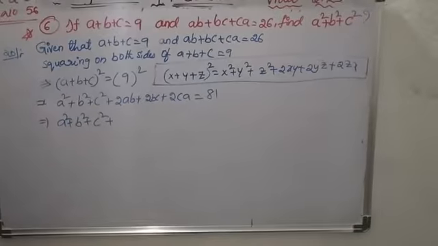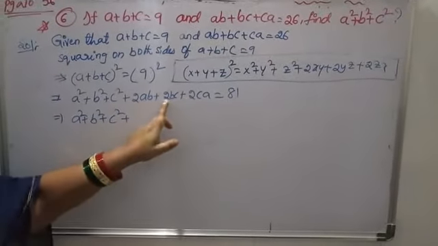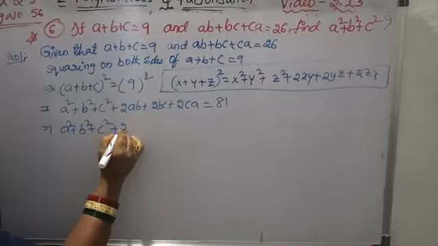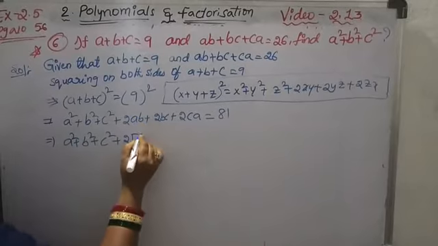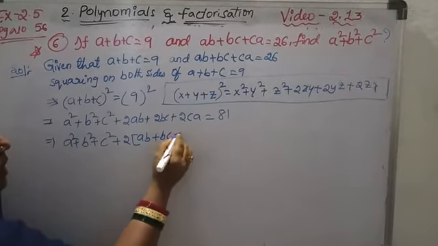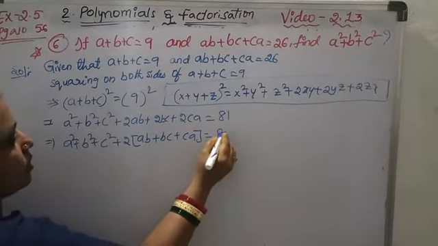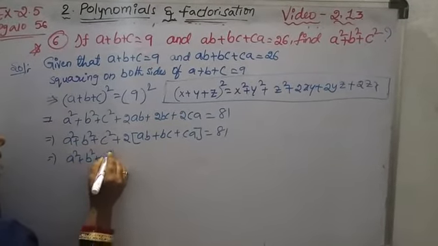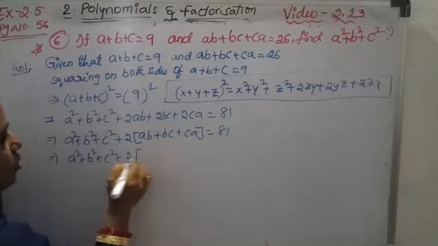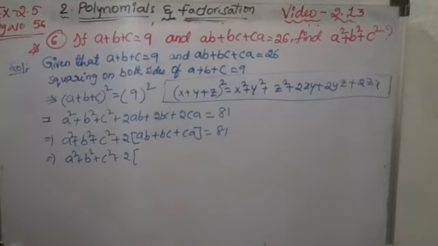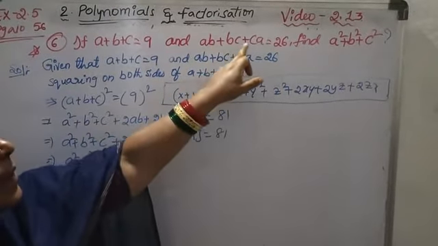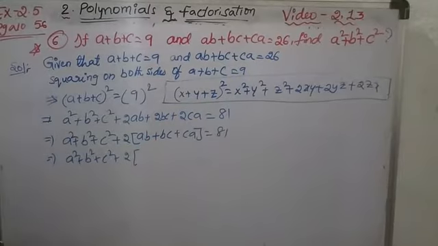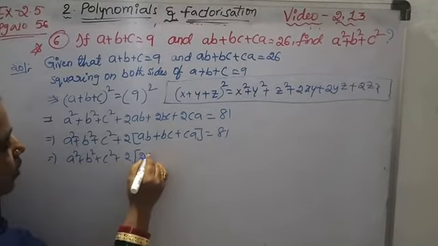And a square plus b square plus c square plus, observe these three terms, we have the common element here, 2, 2, 2. So take it outside and write the remaining in the bracket. In the first one, ab plus bc plus ca is equal to 81. Observe the second, the value in the bracket we know very well, right? In the question they mentioned the ab plus bc plus ca value, right? In the given, ab plus bc plus ca is equal to 26. We just have to substitute the value here.